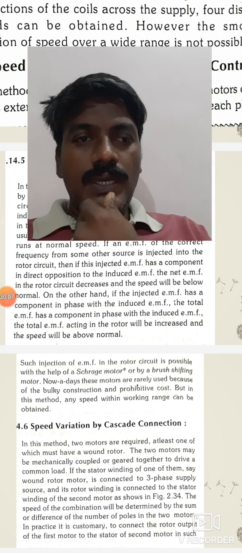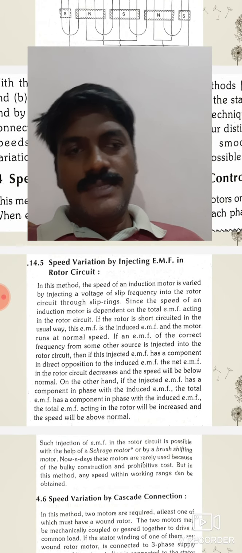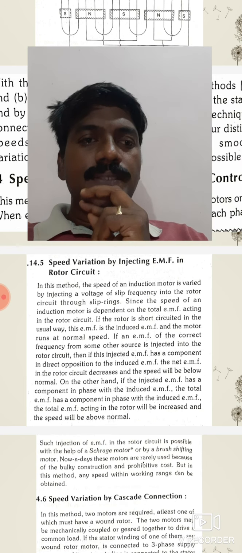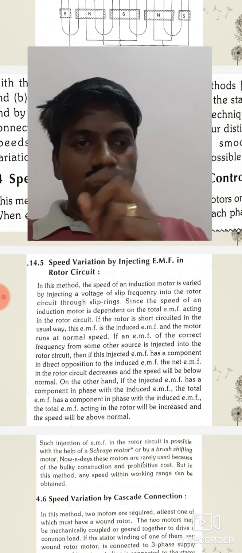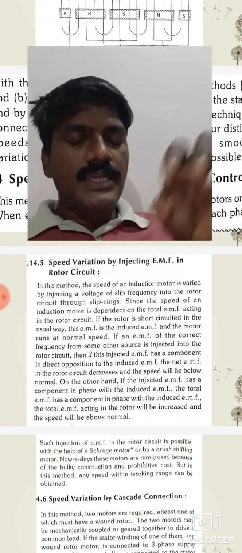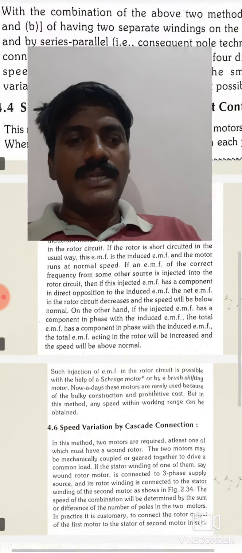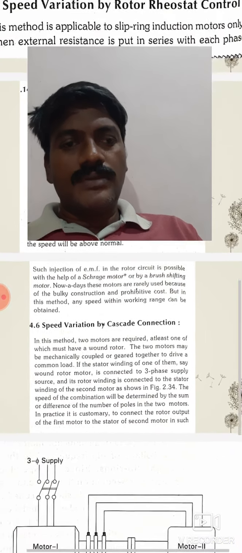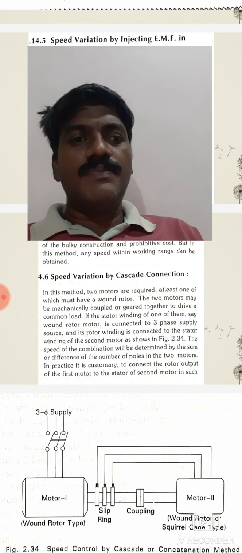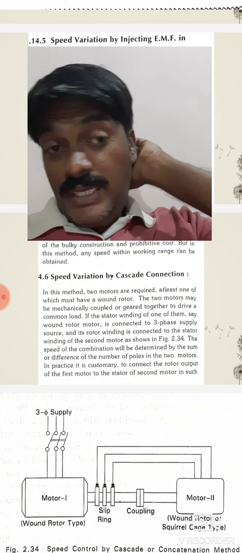This is the rotor injected EMF method, speed variation by injecting EMF in the rotor circuit, right? So from the rotor side, there are two methods. One is inserting resistance in the rotor circuit, and another one is by injecting EMF in the rotor circuit. And the third one is speed variation by cascade connection.